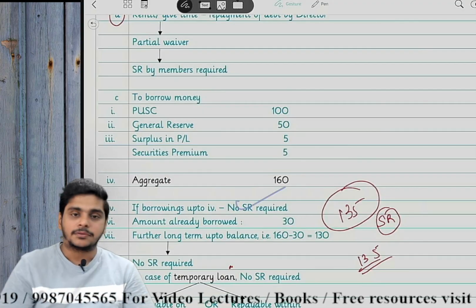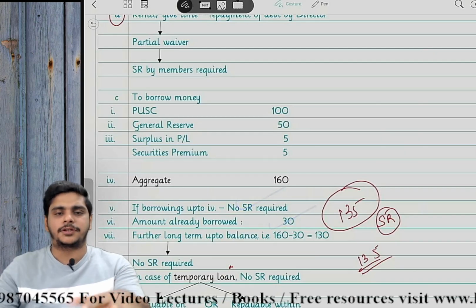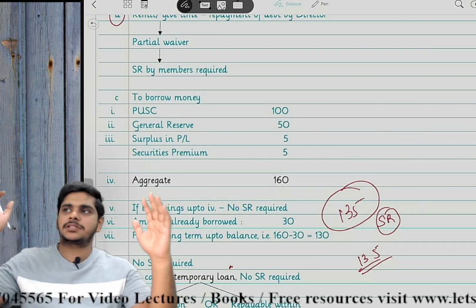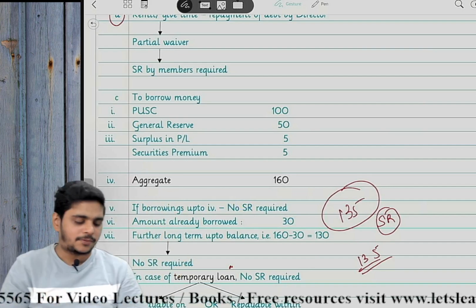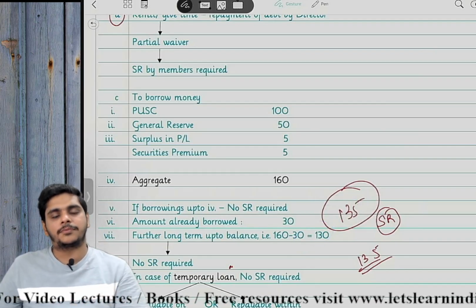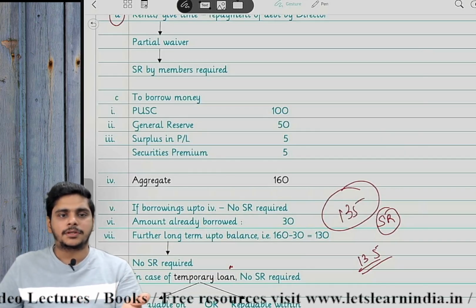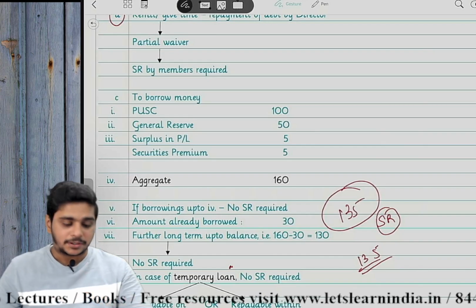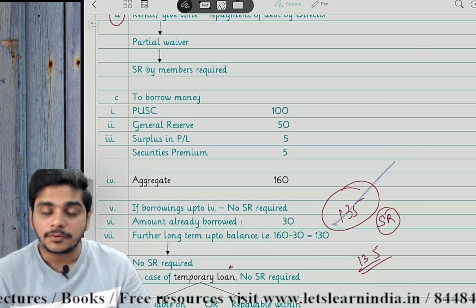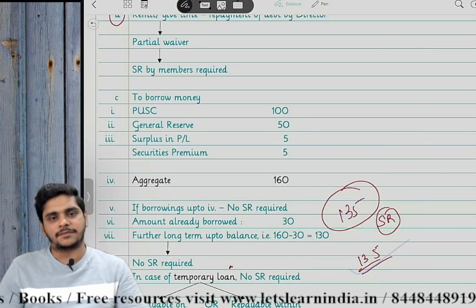Check how much they have already borrowed. In the question they will give you that they have borrowed long-term loans of like 30 rupees. How much is the balance? 160 was my limit, 30 I have already borrowed, so the balance is 130. Borrowing up to 130 is board ka power. If they want to borrow 135, it is member ka power for the entire 135, by SR.